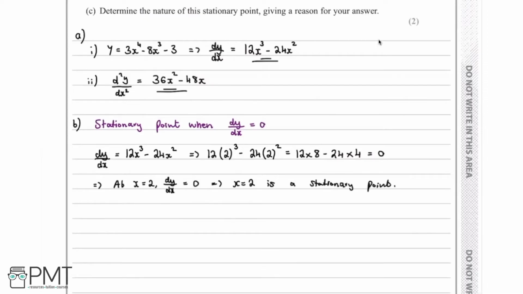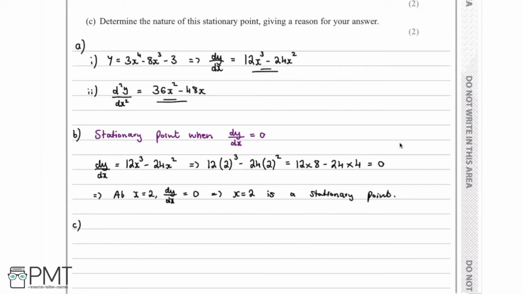So in this question, there were 2 marks available, and we will receive our first mark for substituting 2 into the derivative. So that is at this stage, and then we'll receive our second mark for our statement concluding the question and saying that dy by dx equals 0, so x equals 2 is a stationary point.